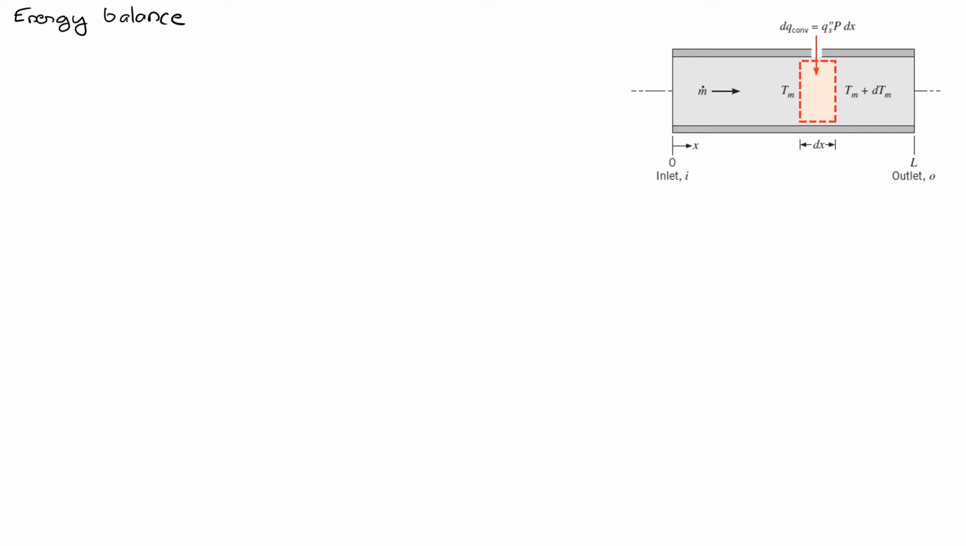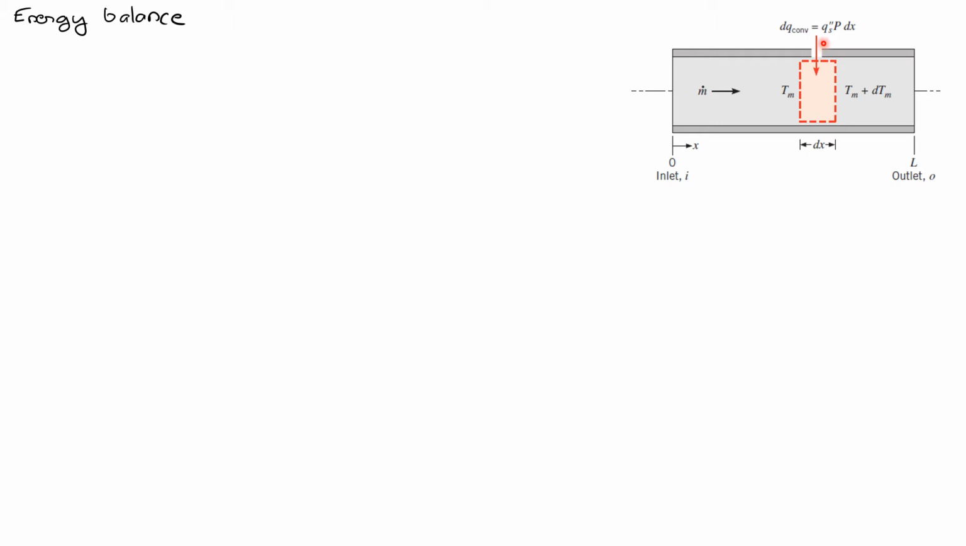Okay, let's continue on to chapter 8 and let's try to find a relation or an equation which tells us the temperature distribution inside for an internal flow. So for that we'll apply energy balance inside the pipe. So let's say this is our control volume.